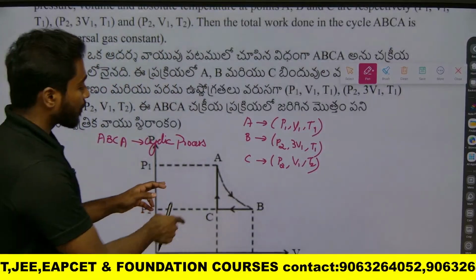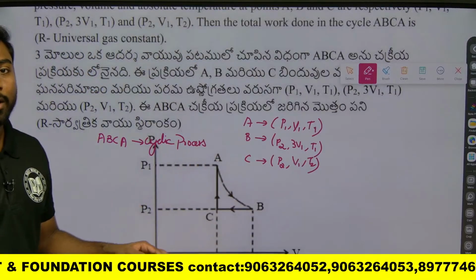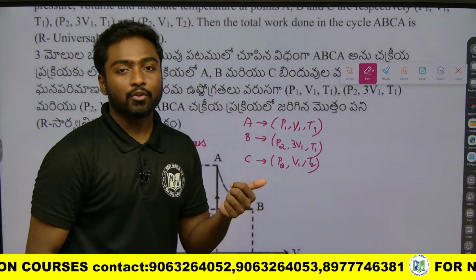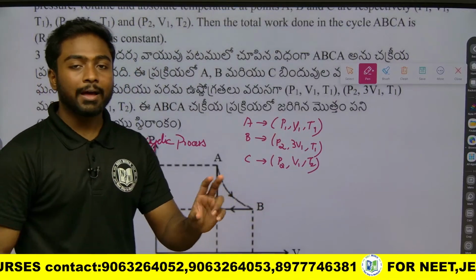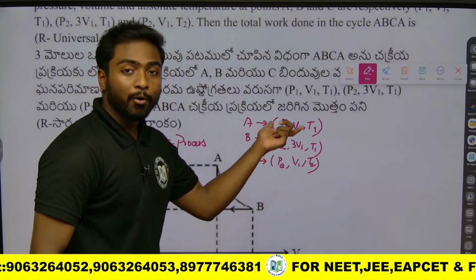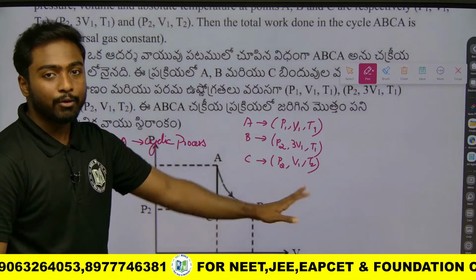First I need to identify what is the process in AB, BC and CA. Then I can do the work, like, each process, whether it is isochoric or isobaric or isothermal, each of them has a different work done formula, no? So the direct work done formula is there. If I identify the process in AB, BC and CA, I can directly substitute the values there, right?